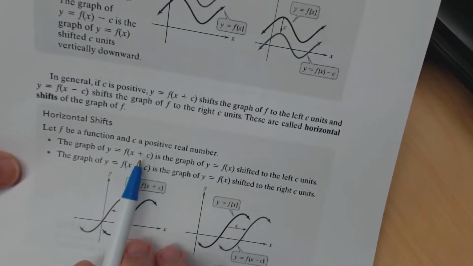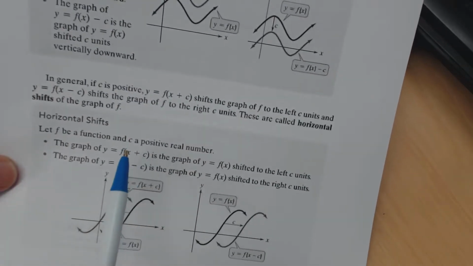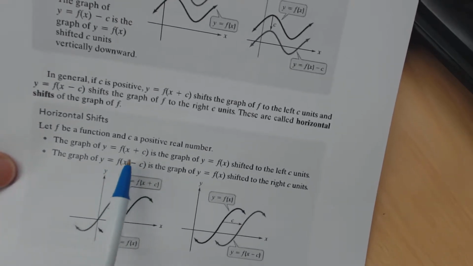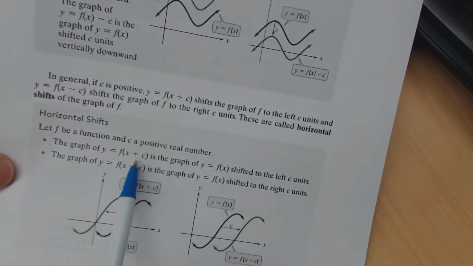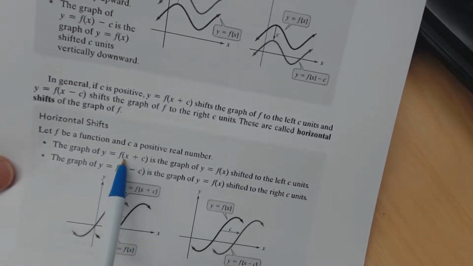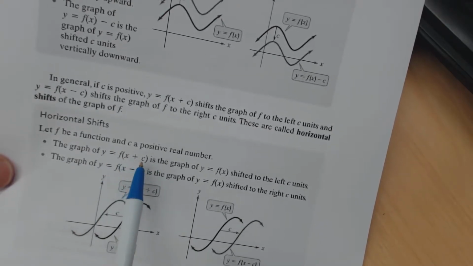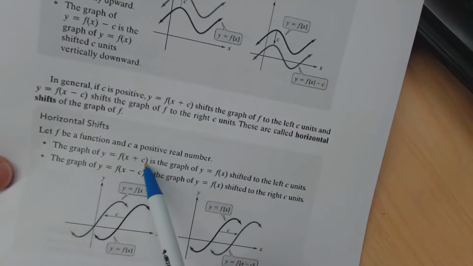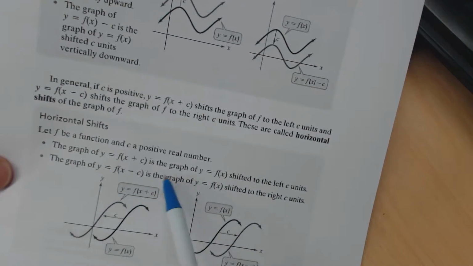For a horizontal shift, notice how over here c is on the outside of the function, and over here c is inside of the function. So if c is inside, then it's a horizontal shift. This one's a little bit more difficult for students to figure out because it's counterintuitive. Students seem to think that since this is a plus c, they would go c units to the right, but when you actually graph it, it's c units to the left. So c units to the left, and if it's x minus c, then it'll be c units to the right.